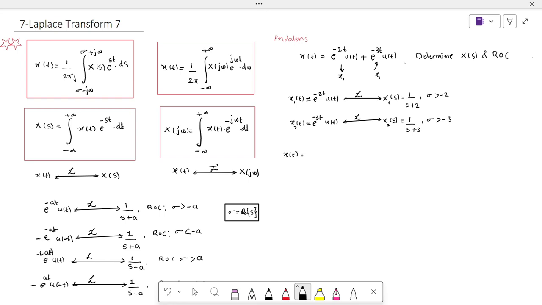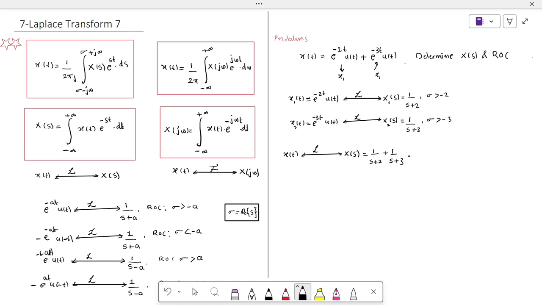Now for this x(t), its Laplace transform X(s) is the sum of these two, equal to 1 by s plus 2 plus 1 by s plus 3, based on the linearity property. We will discuss the properties of Laplace transform in the next class. But what is the region of convergence? That is the question. We have written the region of convergence for 1 by s plus 2 as sigma greater than minus 2, and for this one, sigma greater than minus 3.